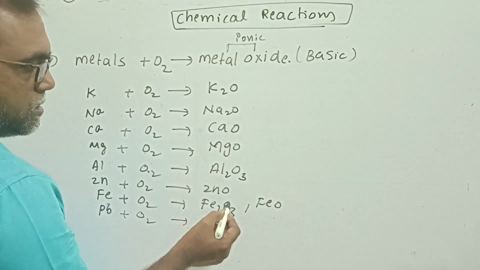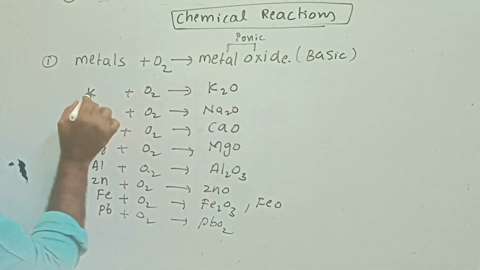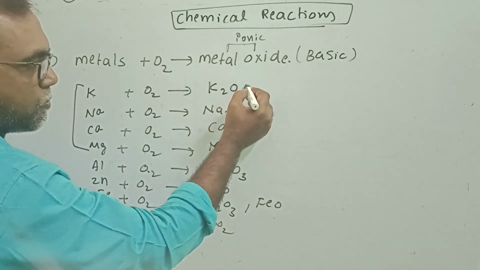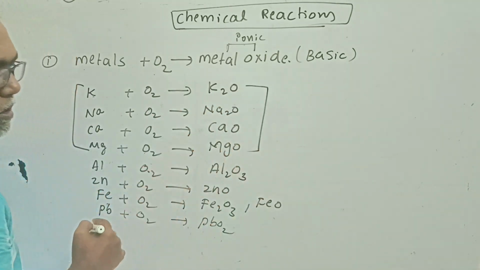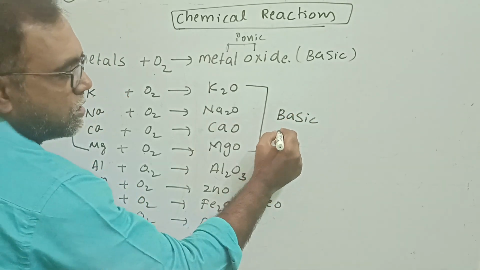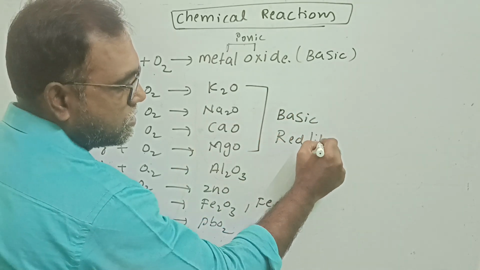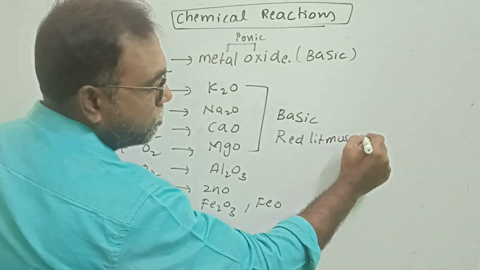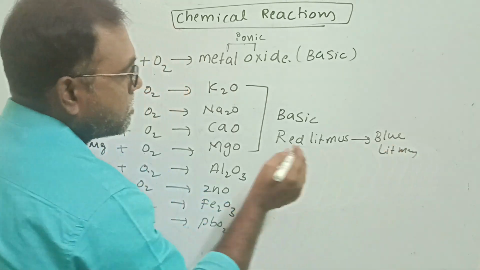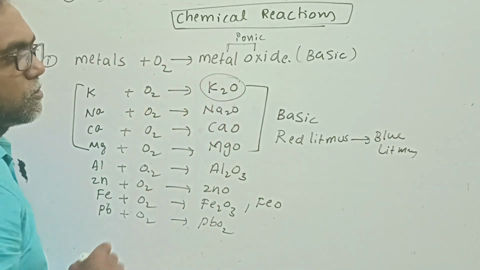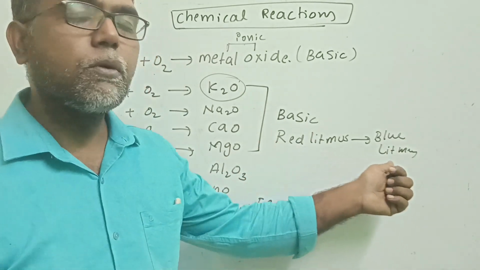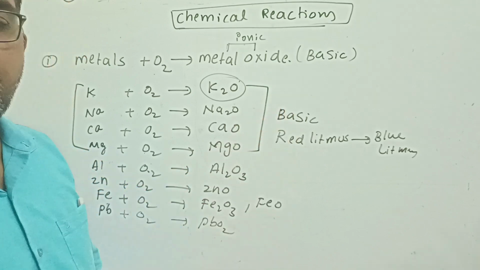Now, in these reactions, when you talk about the first series, from potassium oxide to magnesium oxide, these metal oxides are basic in nature, which turns red litmus into blue litmus. That means when you dissolve the potassium oxide in water and test with red litmus paper, it turns red litmus to blue, which indicates that they are basic in nature.